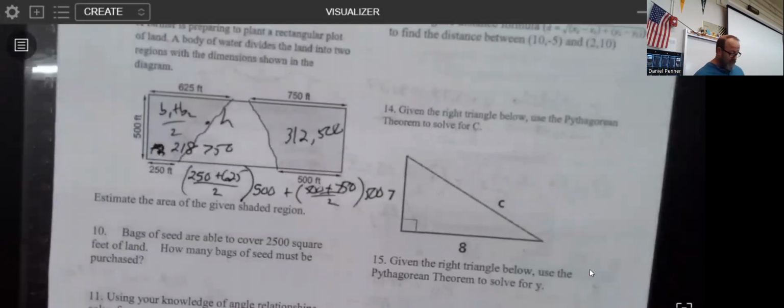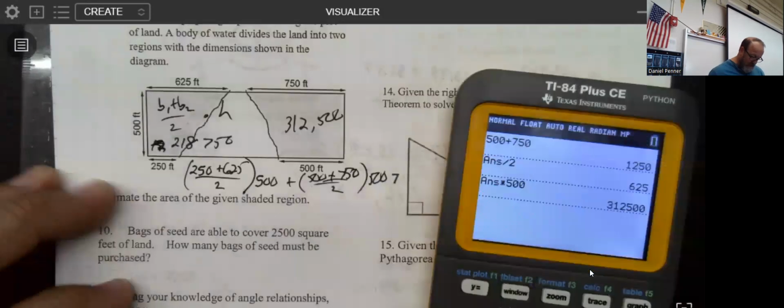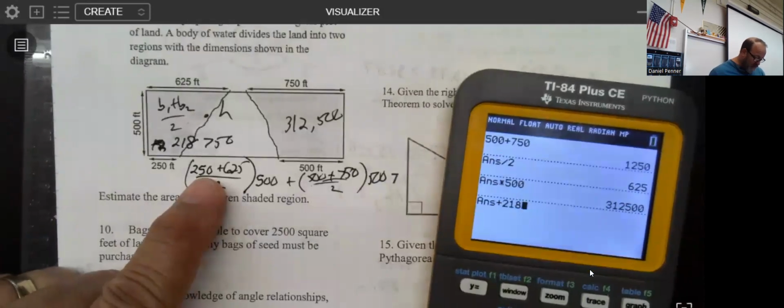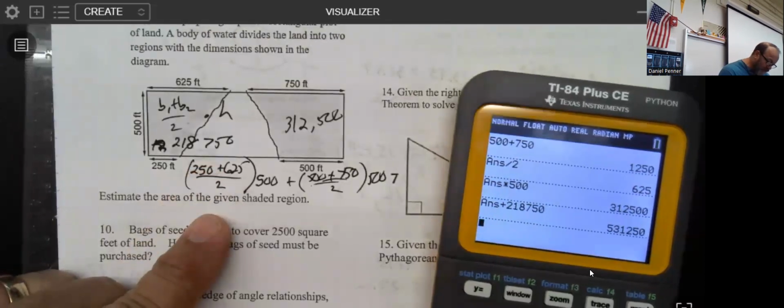This farmer has a lot of area to plant, but a square foot is not a whole lot of things. Farmers don't talk in square feet. They usually do acres because they have such large numbers they'd have to deal with. So when I put it all together, we've got 531,250 square feet.